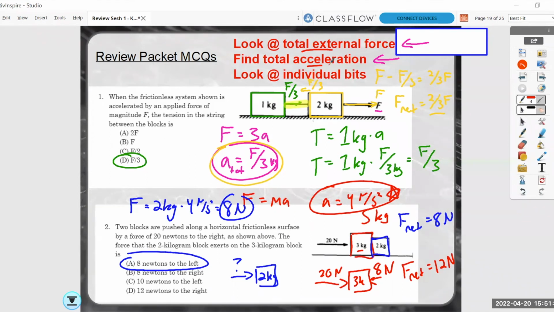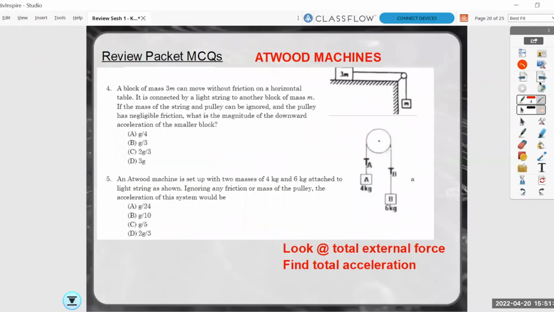In fact, that's an approach that can be used for more complicated things such as Atwood machines. Way back when, we did a slightly more complicated system of equations approach to Atwood machines, which still works. Let's see if this works. So let's take a look at our modified Atwood machine here for number 4. We have a block of mass 3m attached to a block of mass m. There's no friction or anything. And it wants to know the acceleration of the system.